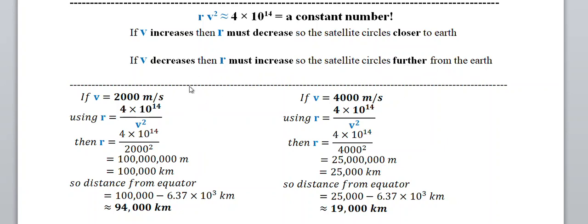Now look at some particular, simple numbers. If the velocity is 2,000 meters per second, the calculation is here for the distance to the center of the Earth, and it's about 94,000 kilometers. But if the velocity is 4,000 meters per second, the distance to the center of the Earth is only about 19,000 kilometers.